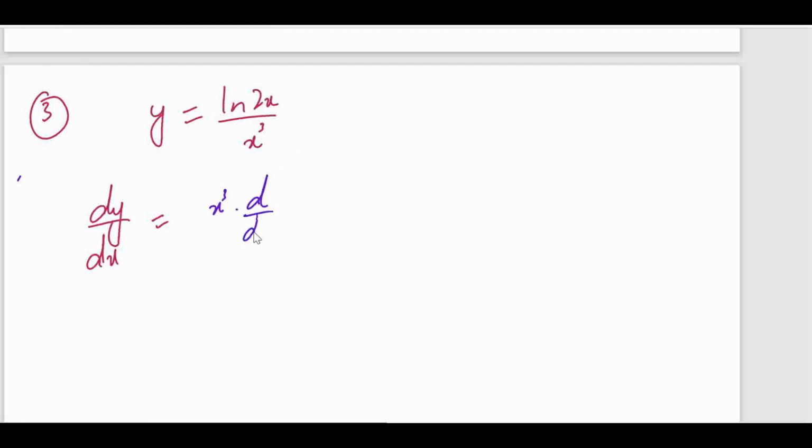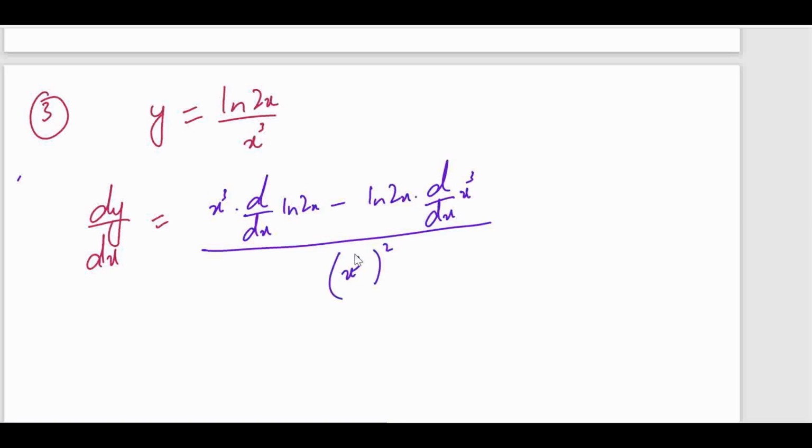Let's see another example. Let's say we have y equals natural log of 2x by x cube, and if we want to find dy by dx, we can clearly see that we have to use the quotient rule. So this will be first into derivative of second minus second into derivative of first. This is the quotient rule, whole divided by x cube square.